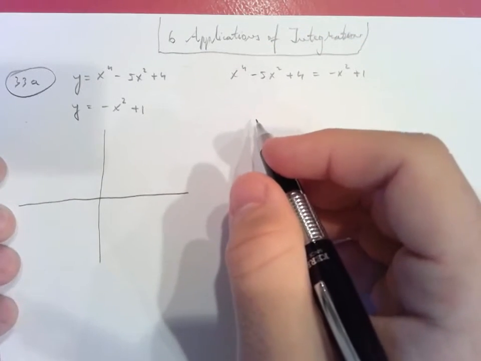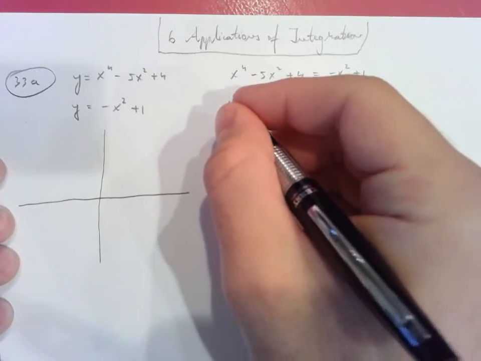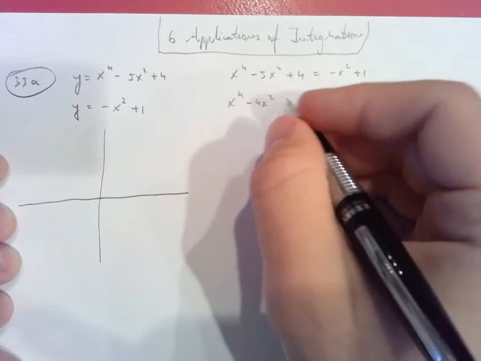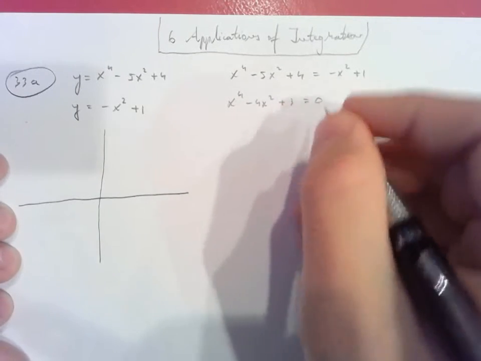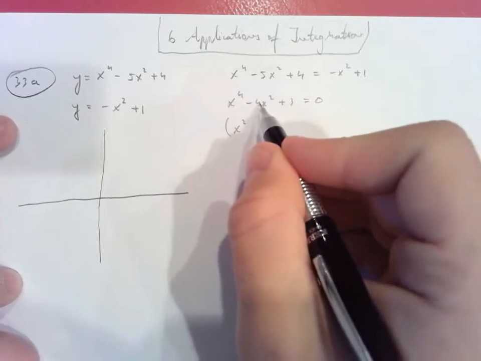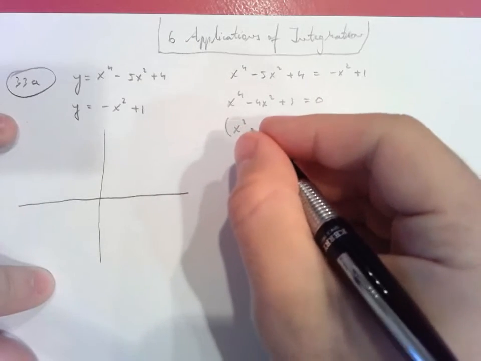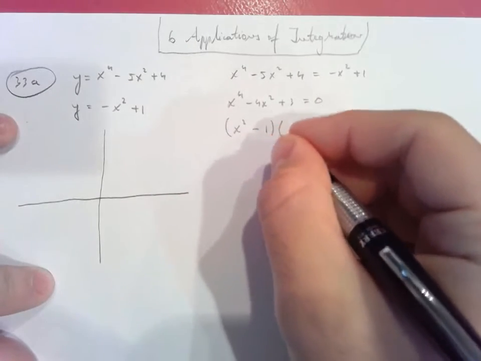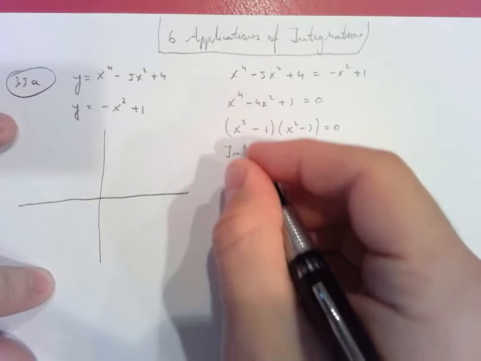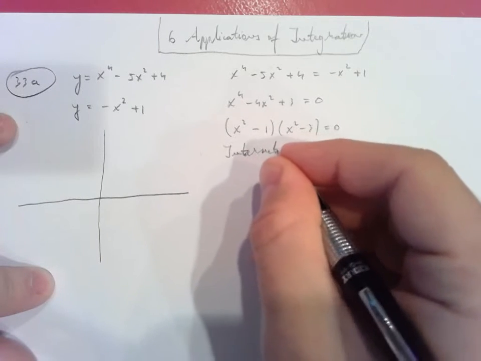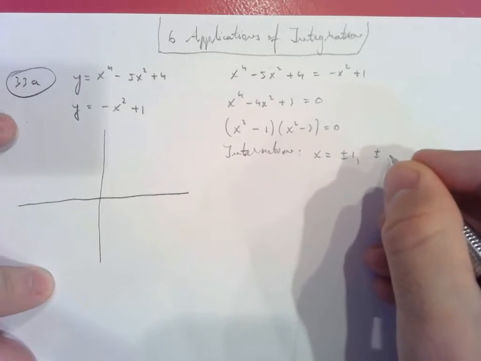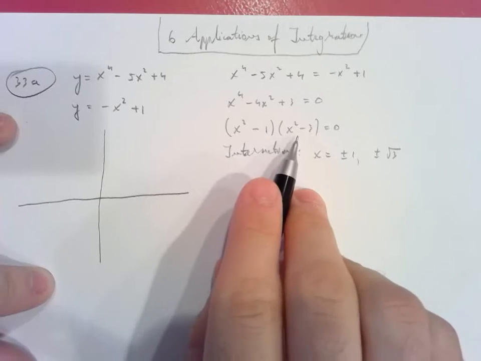you move everything to one side, you end up with the polynomial x to the fourth minus 4x squared plus 3, which factors as x squared, I need numbers that multiply to 3 and add up to 4, so x squared minus 1 and x squared minus 3. So the intersection points are at x equals plus and minus 1 and plus and minus square root of 3 from the second parenthesis.